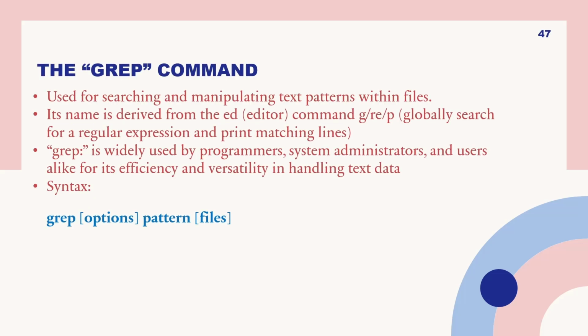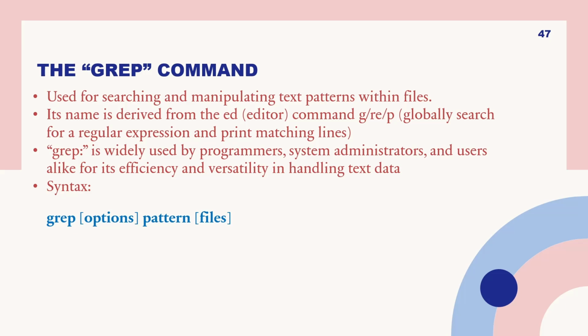First, let's go through the basics of the grep command. Basically, it is for searching and manipulating text within one file or more files. Its name, grep, is derived from an editor command: G for globally search, RE for regular expression, and P for printing matching lines. So we don't need to use cat or echo. It will just print the matching lines after the pattern is passed. And this is widely used by programmers.